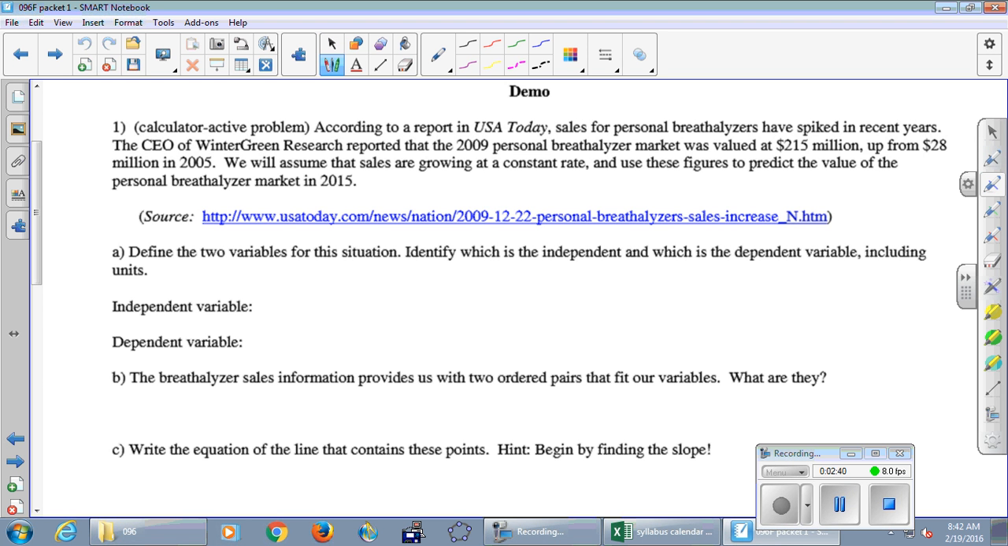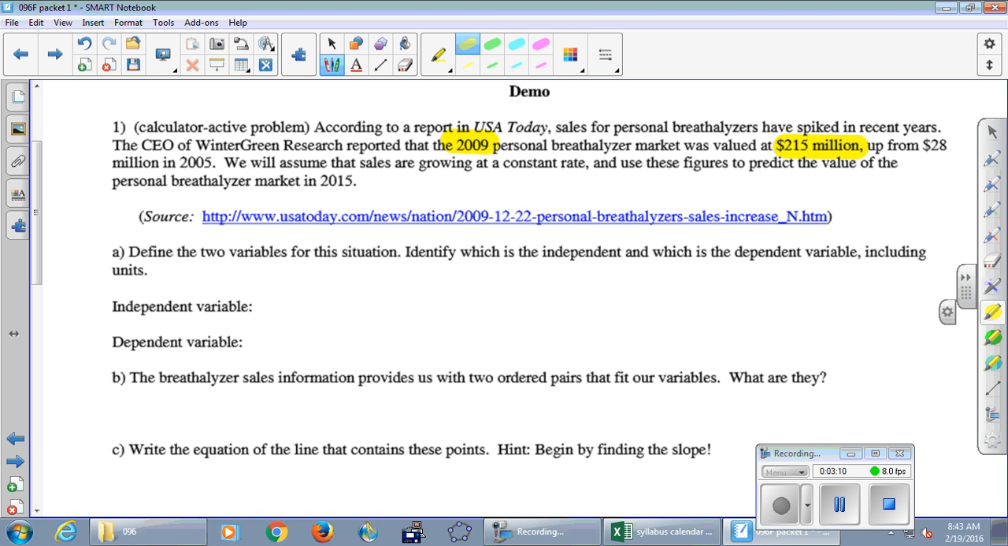We're going to define 2 variables and figure out which is independent and which is dependent, and of course we will include units. So just looking at this data, it says 2009, the market was valued at $215 million. So our 2 variables are going to be the time, that's the 2009, and then the value of the market, that's the 215 million. But one of these is clearly the independent variable. Is it clear to you guys? Which one is the independent one?